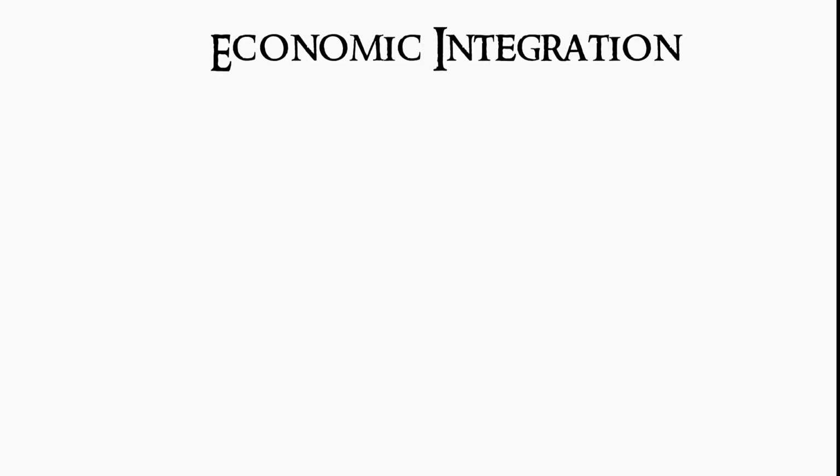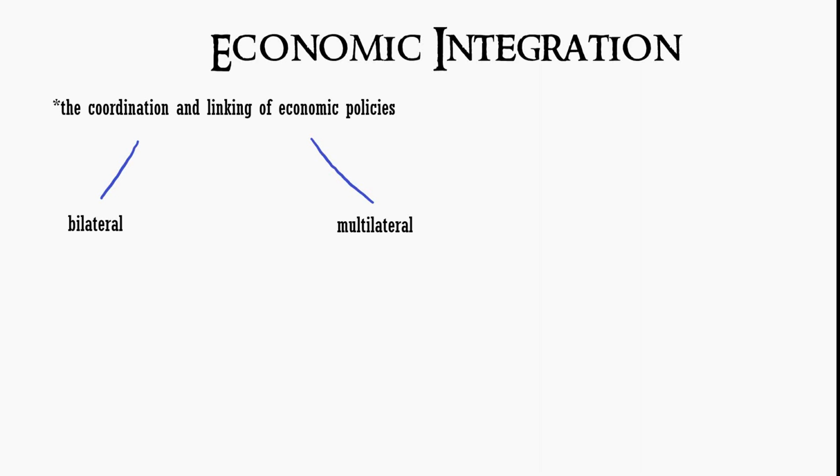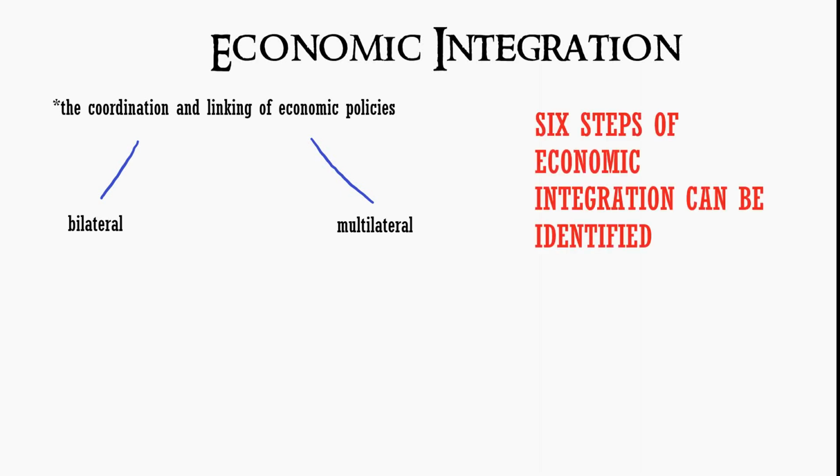Okay, so this video lesson will be discussing economic integration, which is a process where countries coordinate and link their economic policies. It can be identified as being bilateral or multilateral, which just means the number of countries that are participating in it. A bilateral agreement is only between two nations, and a multilateral is between a bigger group of nations. We'll also be looking at the 6 steps which economic integration can be identified as being under, and some of the pros and cons of this.